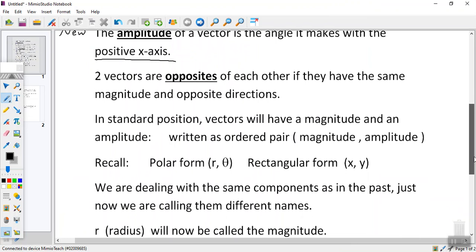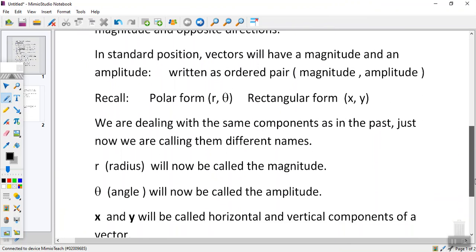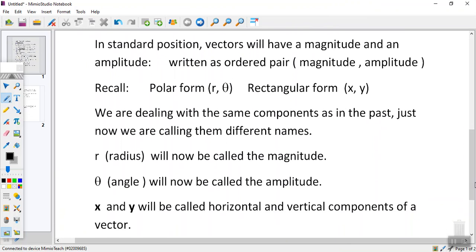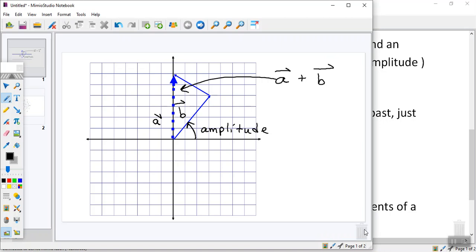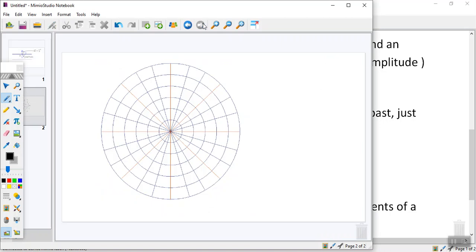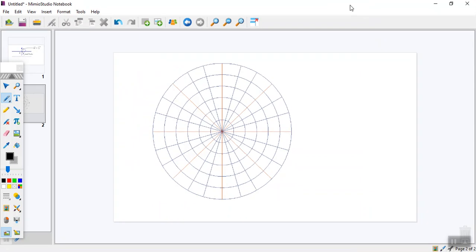Okay. So recall this. Have you guys talked about polar form before? Have you seen polar graph paper before? Have you seen graph paper that looks like this? Have you seen graph paper that looks like that before? Never? Okay. This is called polar graph paper.